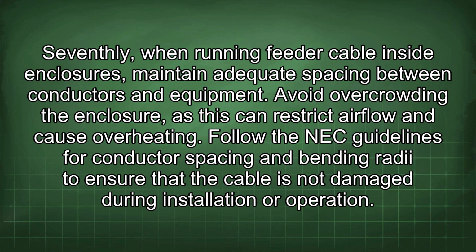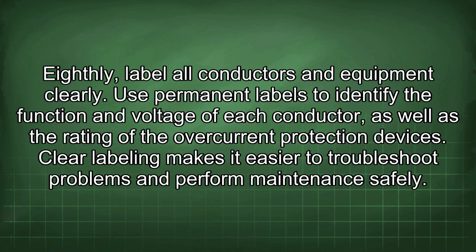Seventhly, when running feeder cable inside enclosures, maintain adequate spacing between conductors and equipment. Avoid overcrowding the enclosure, as this can restrict airflow and cause overheating. Follow the NEC guidelines for conductor spacing and bending radii to ensure that the cable is not damaged during installation or operation. Eighthly, label all conductors and equipment clearly. Use permanent labels to identify the function and voltage of each conductor, as well as the rating of the overcurrent protection devices. Clear labeling makes it easier to troubleshoot problems and perform maintenance safely.